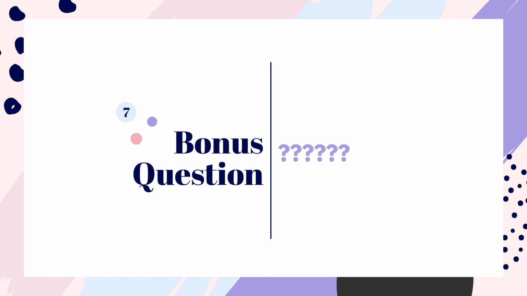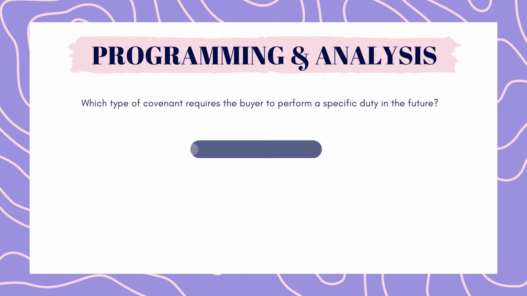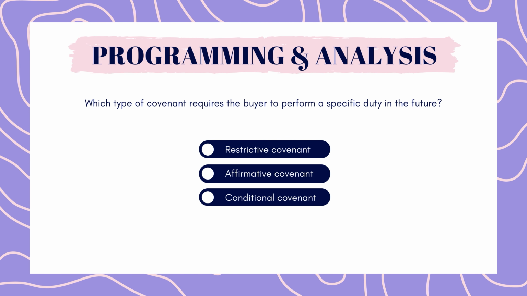As promised in last week's video, our bonus question has to do with the different types of covenants. Here we go. Which type of covenant requires the buyer to perform a specific duty in the future? Restrictive covenant, affirmative covenant, or conditional covenant? Pause to answer. And the correct answer is affirmative covenant.